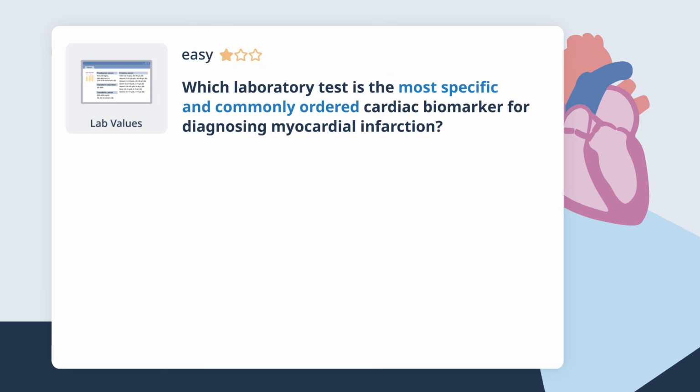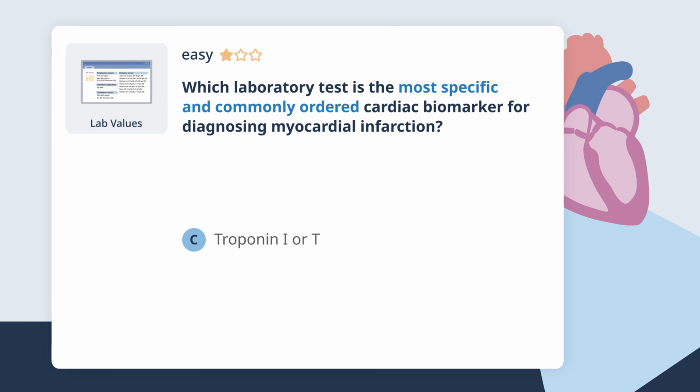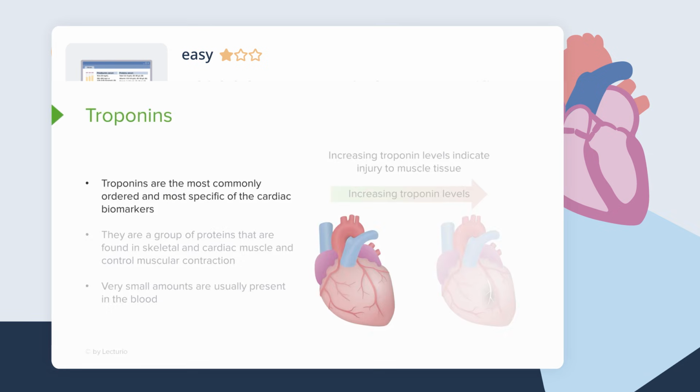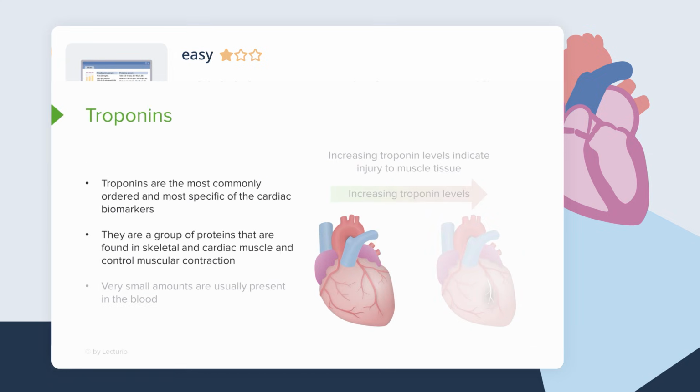Which laboratory test is the most specific and commonly ordered cardiac biomarker for diagnosing myocardial infarction? So troponins are the most commonly ordered and most specific of the biomarkers. So the other ones can be helpful, but troponin is going to be the most specific. Now this is a group of proteins. They're found in skeletal and cardiac muscle, and they control muscle contraction.